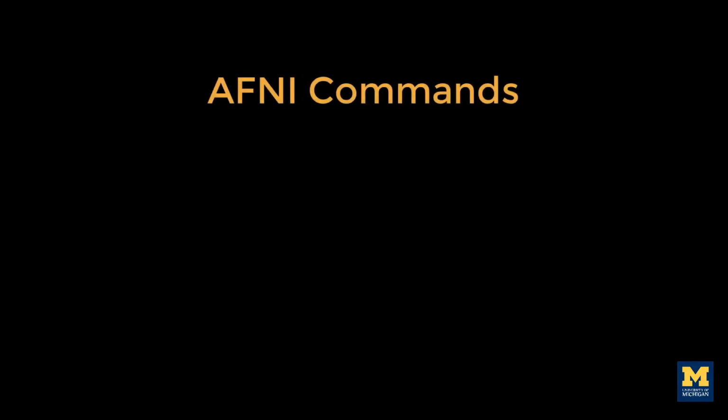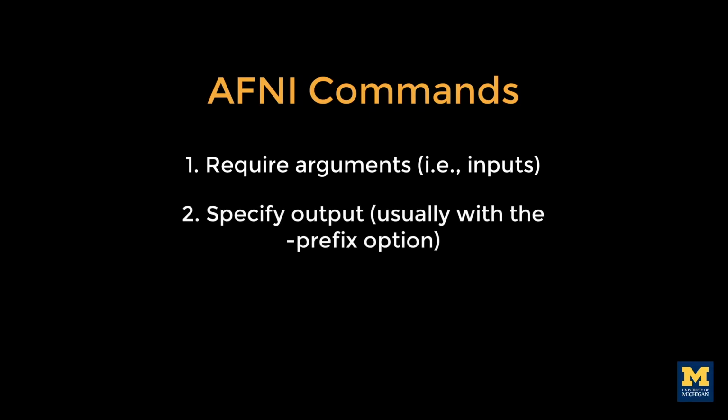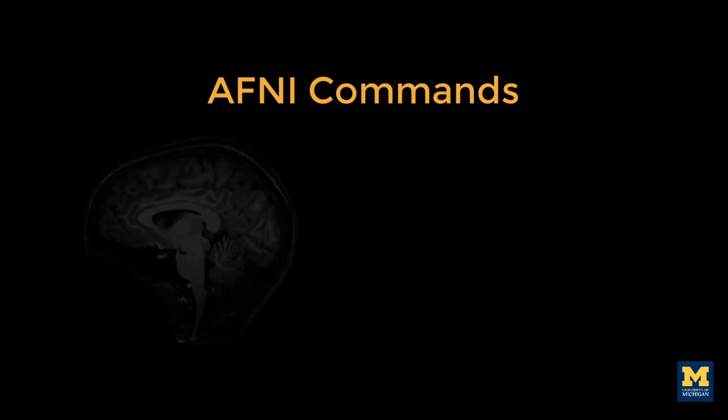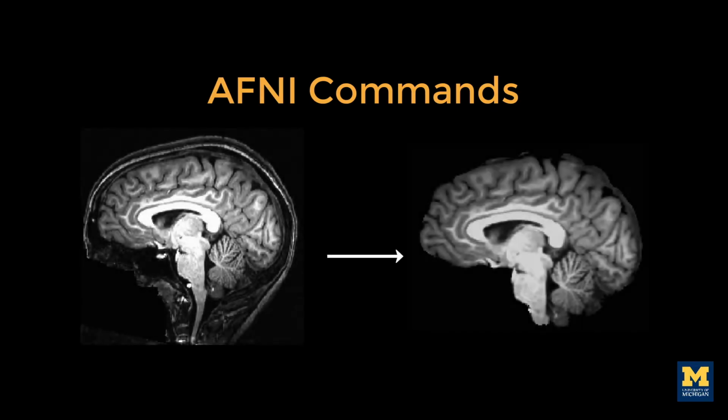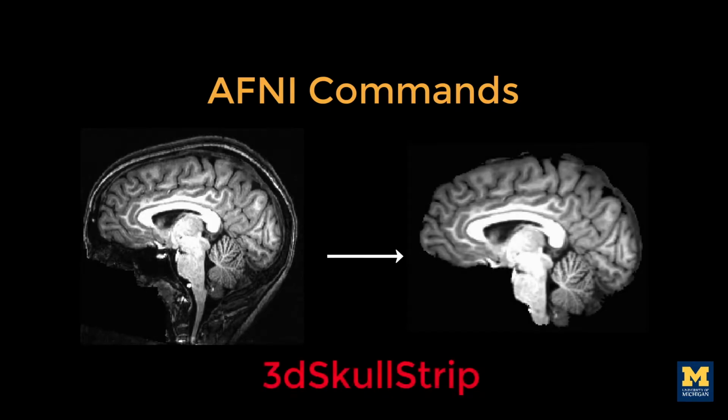Pre-processing is done with AFNI commands, which are similar to Unix commands. They typically require at least one input argument, and they usually require you to specify what to call the output of the command. Let's take skull stripping, for example, a common pre-processing step that removes the skull from the brain. The AFNI command to do this is called 3dSkullStrip.